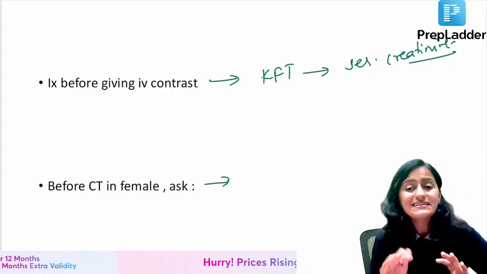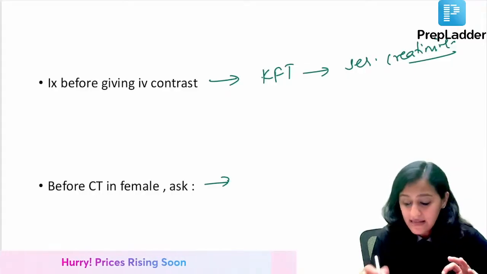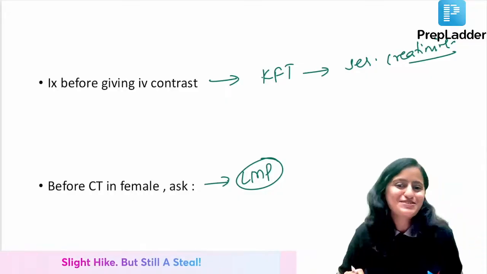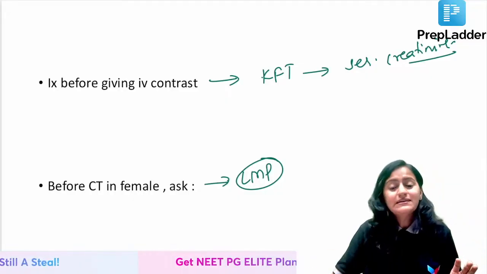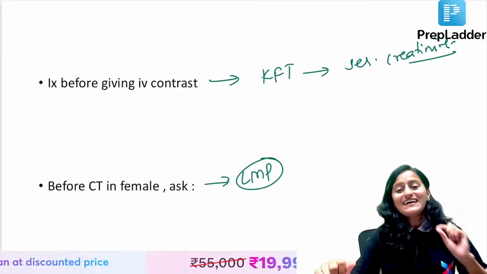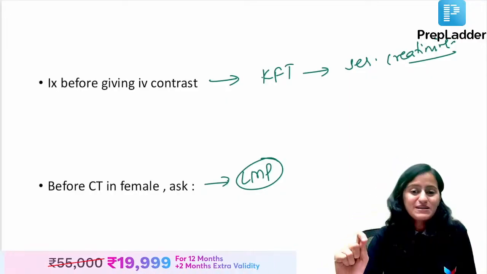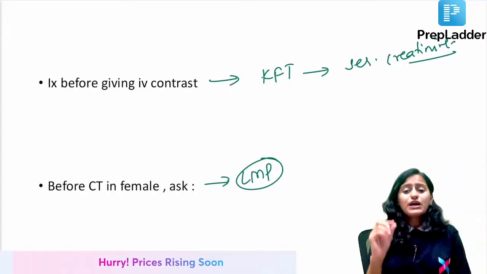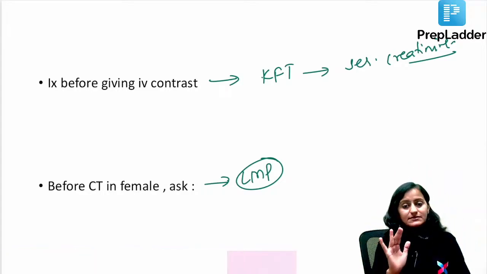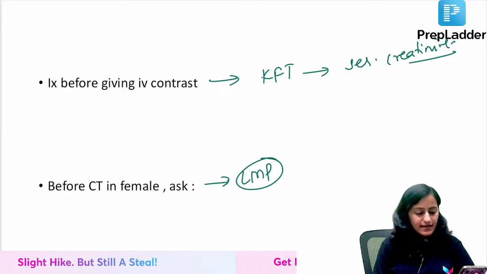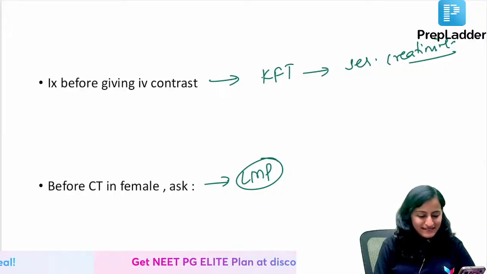Whenever you are doing CT in a female, what should you always ask for? LMP, right? So this is what we used to do as residents. If we did a CT in a female without asking LMP, right? We used to get scolded a lot. So asking LMP before doing CT in a female is very very important because CT has radiation. You cannot do CT in pregnant females, right? So that is why asking LMP is very important, okay? Asking LMP is very important, right?